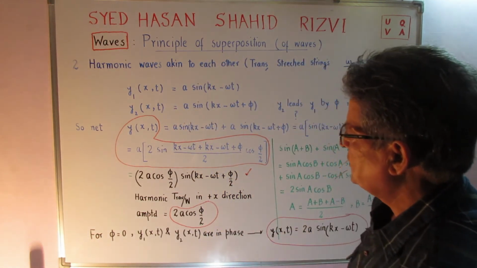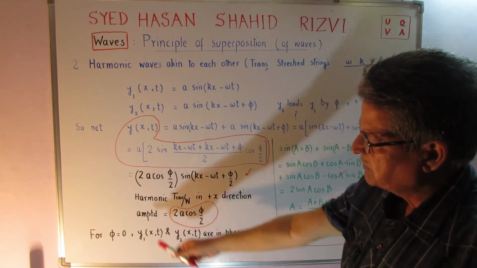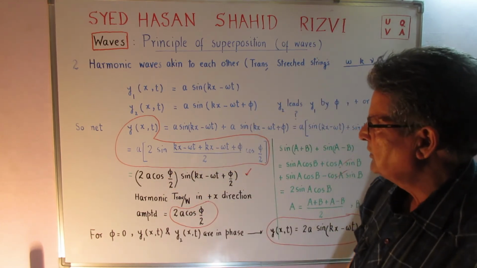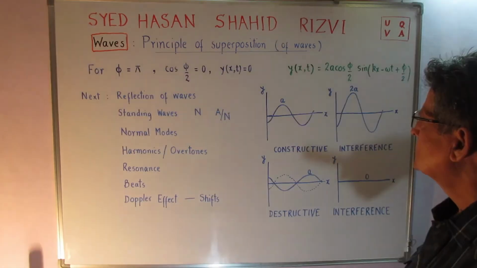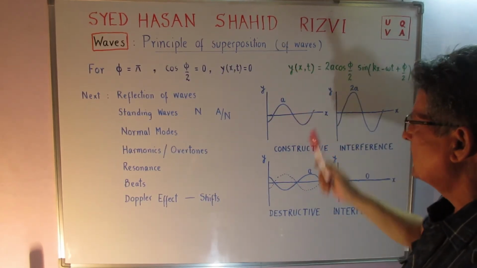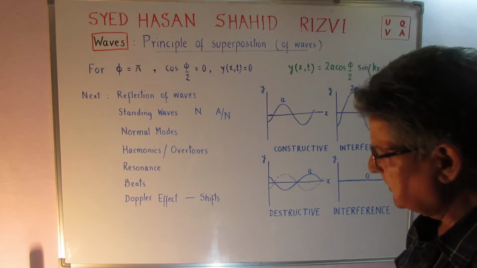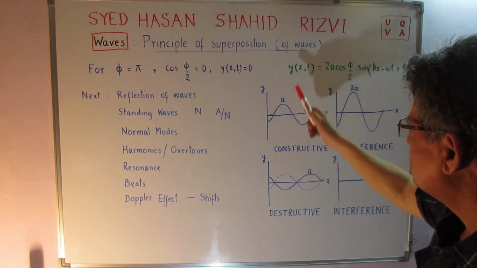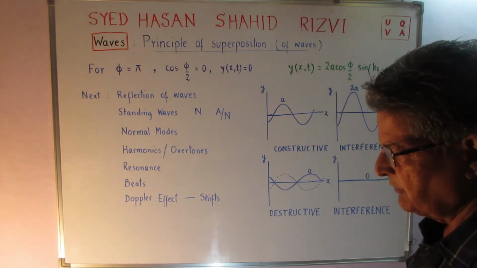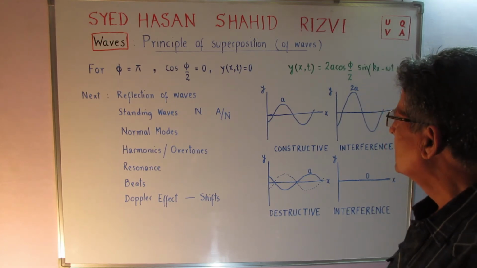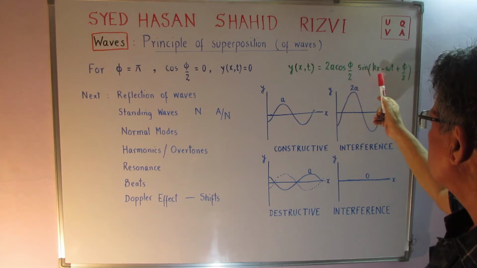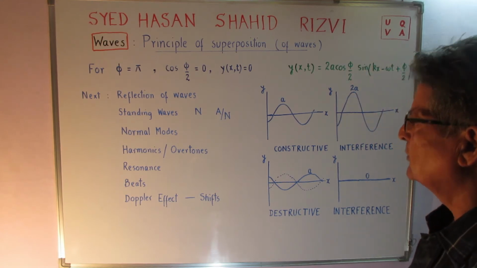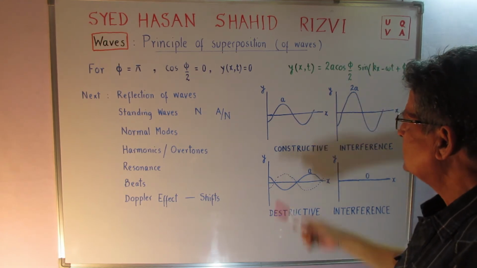Okay, in this equation we can take phi equal to pi and see what happens. In my mathematical analysis, I obtained the total disturbance y(x,t) as a function of y1 and y2, and that was 2a cos(phi/2) sin(kx minus omega t plus phi/2).